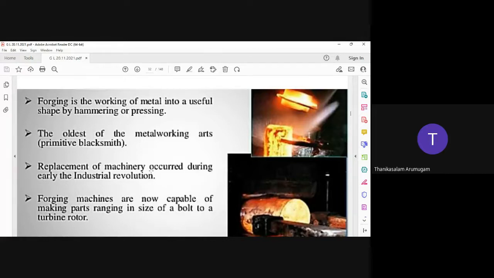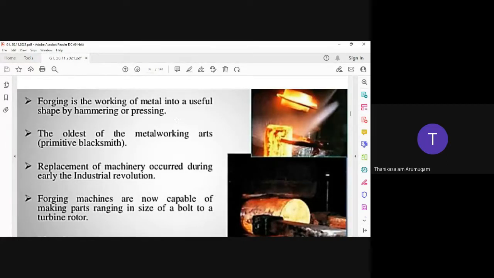So forging machines are now capable of making parts ranging in size from a bolt to a turbine rotor. Various forging machines are available. Forging is one of the oldest metal working processes. Forging means the working of metal into a useful shape by hammering or pressing.